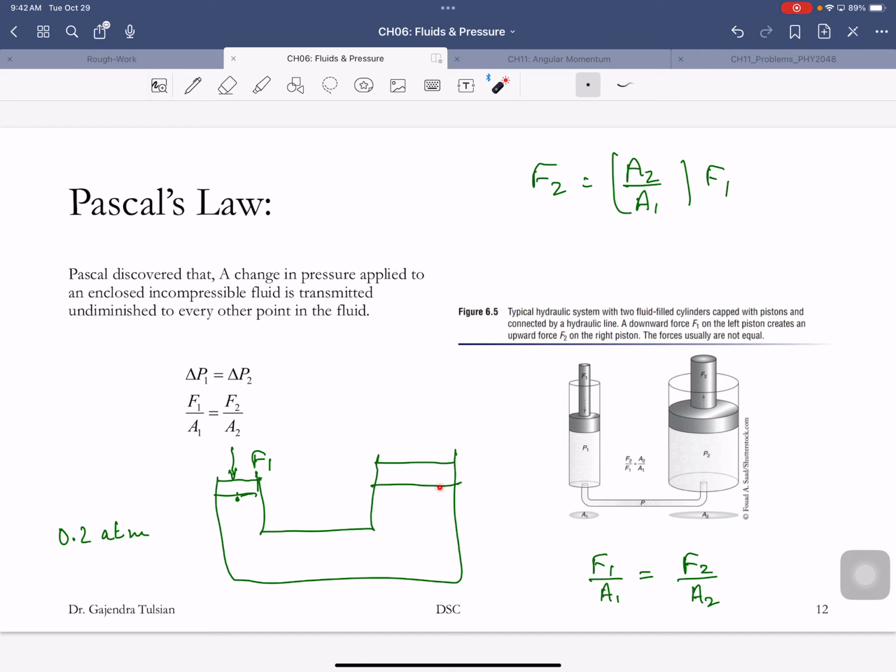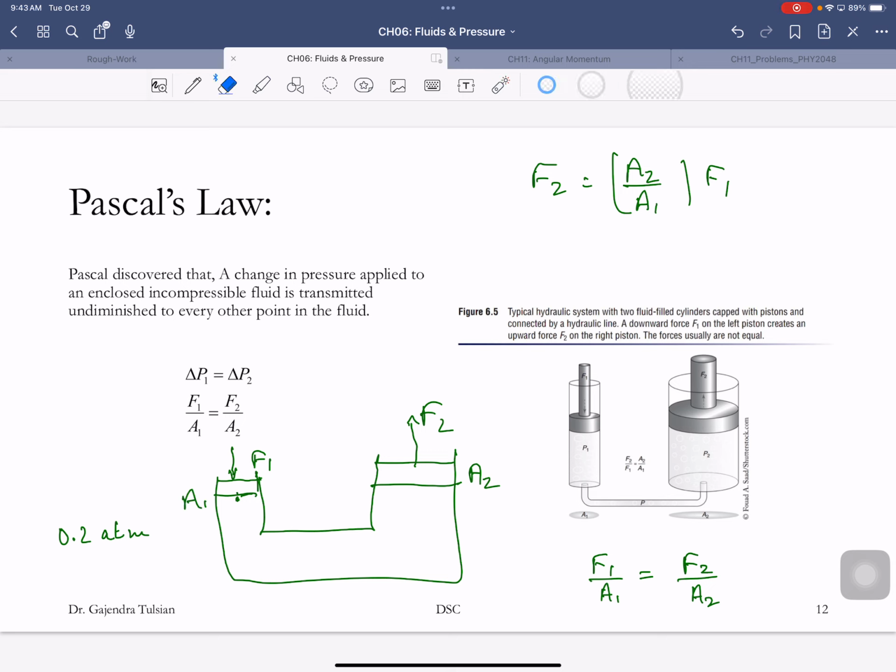And what this is useful for is the following: if you have a fluid enclosed like this, and here's a small diameter cylinder, you push on this piston, and the pressure in the fluid will push outwards here. So you can apply a small force and get a large force out there. With a small input force, you can get a large output force. Well, how large an output force can you get? The output force is the area of the output cylinder divided by the area of the input cylinder, times the input force.